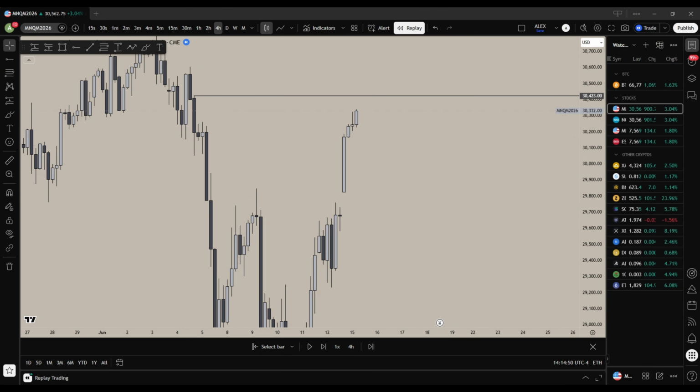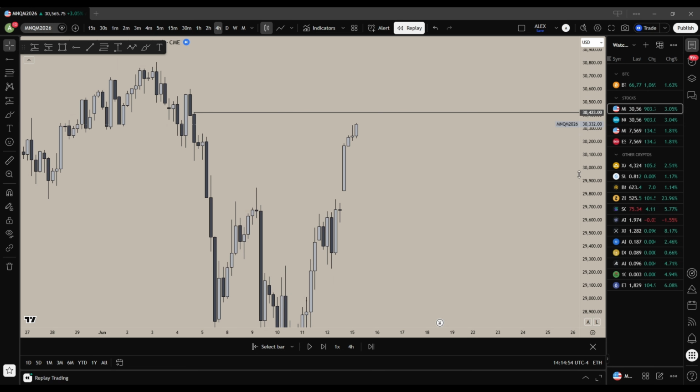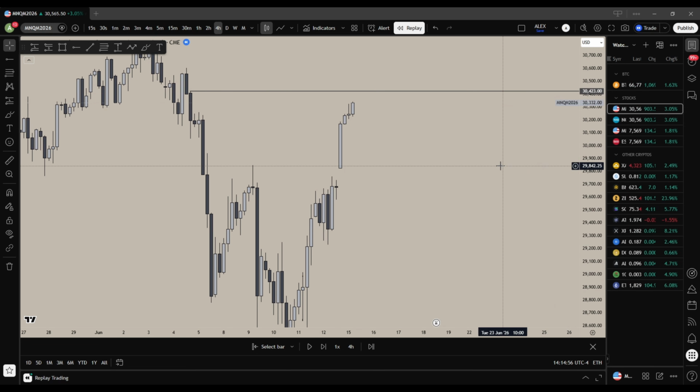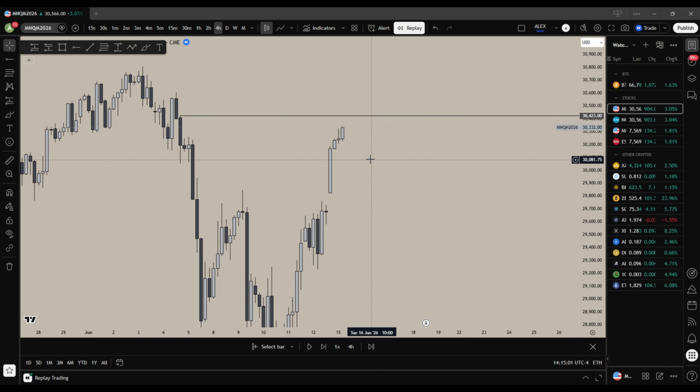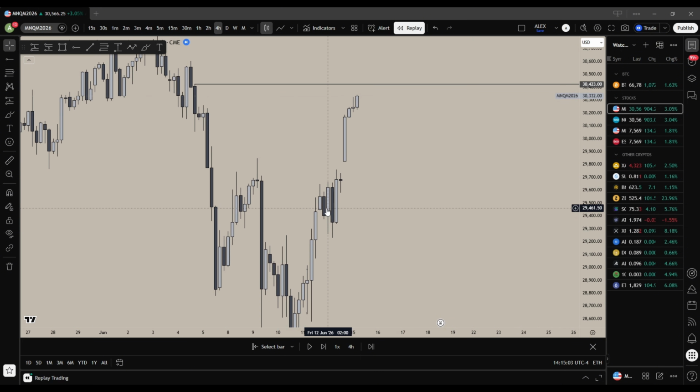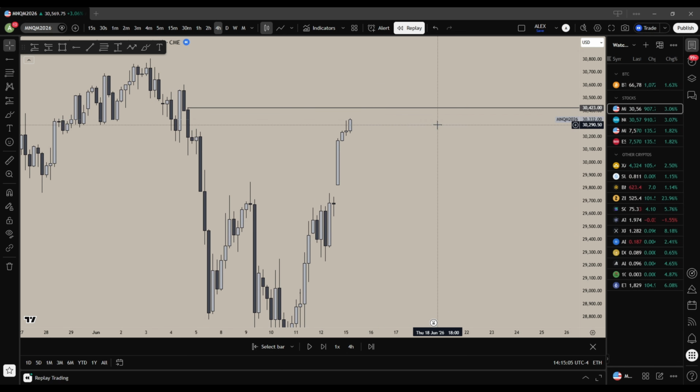As usual, let's start with the higher time frame. On the 4-hour we can clearly see that we were bullish, and so that was my bias over the day. We can clearly see that price was continuously going higher, respecting bullish gaps and disrespecting bearish ones.